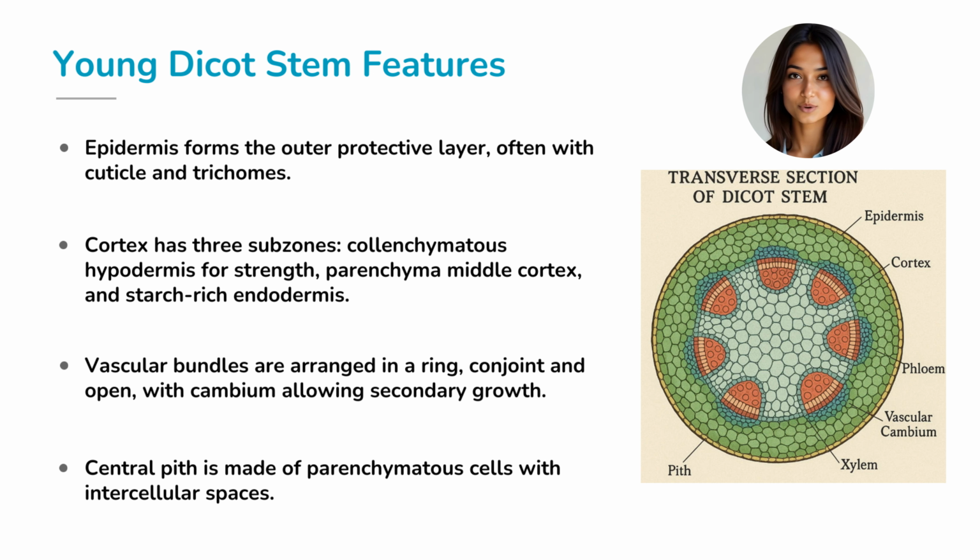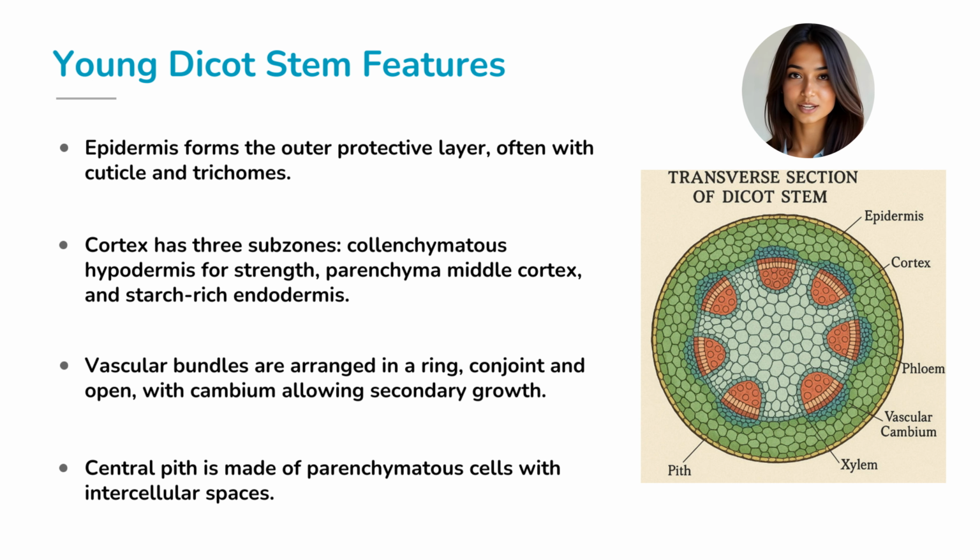The epidermis forms the protective outer skin with cuticle and trichomes to reduce water loss. The cortex lies beneath, divided into zones. First, the hypodermis, collenchyma cells that give flexibility. Next, parenchyma with large air spaces. Finally, the endodermis, rich in starch grains, often called the starch sheath.